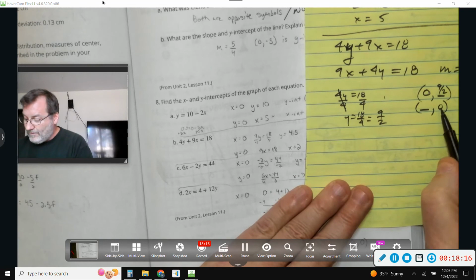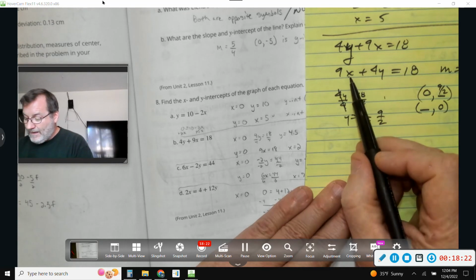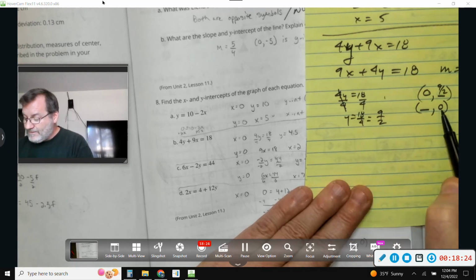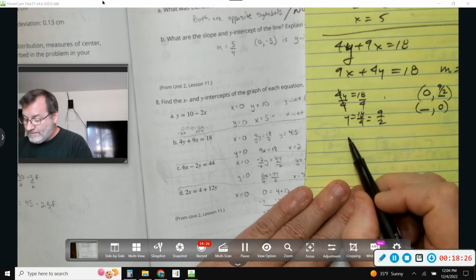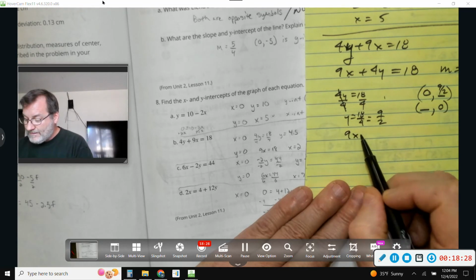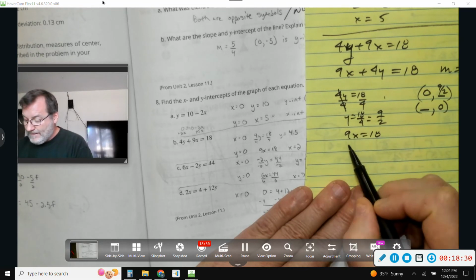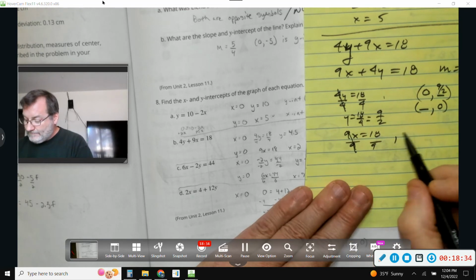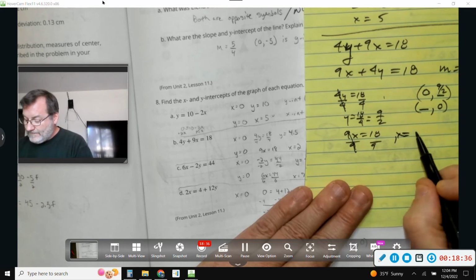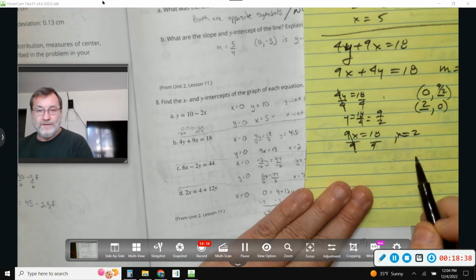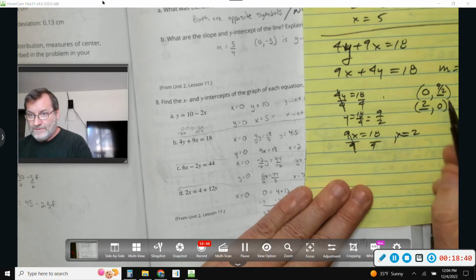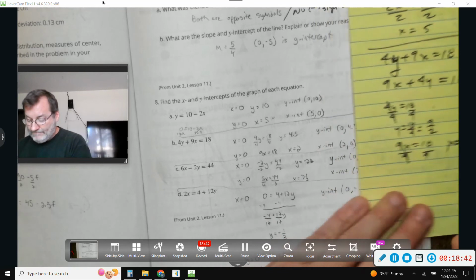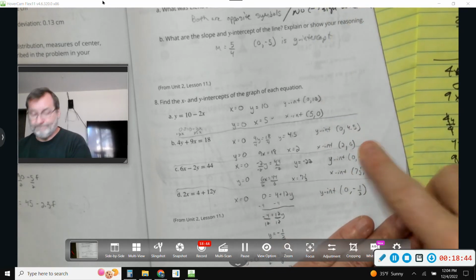All right. On the other intercept, I end up with a 0 on the y, so I just substitute that in. So I get 9x equals 18. Divide both sides by the 9. X equals 2. There it is. So you got 2, 0 and 0, 9/2. Right there.